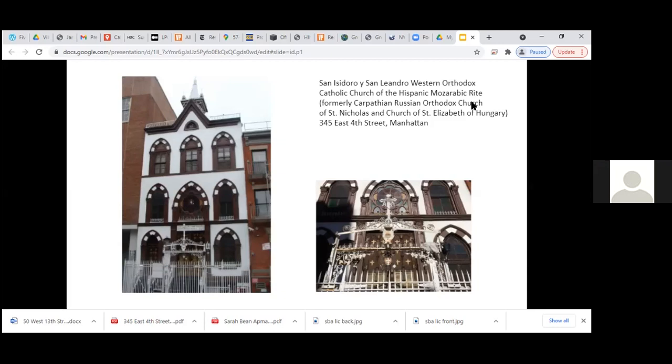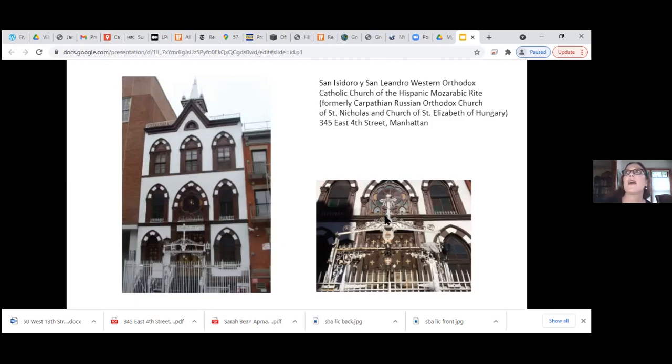The church was the first national Slavic parish for the Slavic and Hungarian Catholics of New York and Brooklyn. Later, the building was bought by the Russian Greek Orthodox National Association and became the Carpathian Russian Orthodox Church of St. Nicholas. It served the emerging Russian immigrant community in the early and mid 20th century, as evidenced by the royal seal of the Russian czars located in the church's front gate right there.